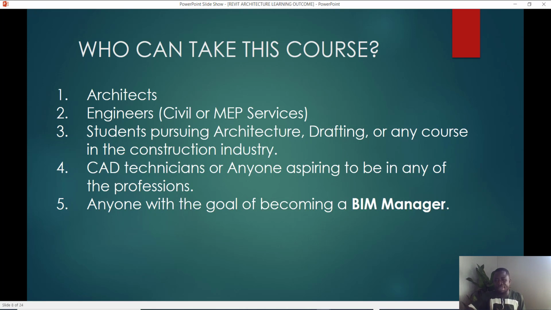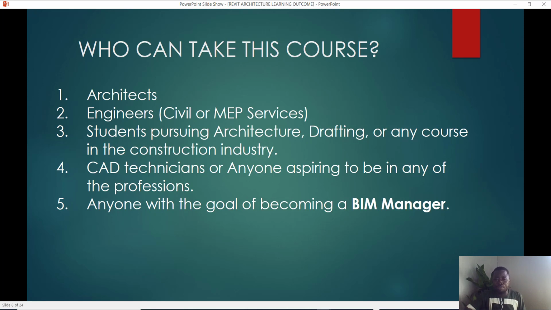Also, if you're an engineer, I mean a civil engineer or a services engineer in the MEP (mechanical, electrical, and plumbing) services, the reason this course will also be useful to you is that the main source of the software you'll be working on, whether it's structural or services, will be Revit. So you should know how to use it and manipulate it, so that when it gets to your turn, you'll be able to link it to your respective area and work on it.